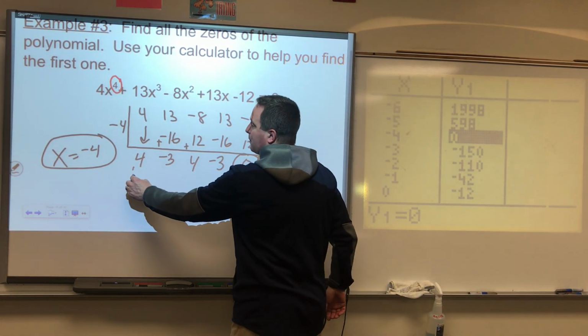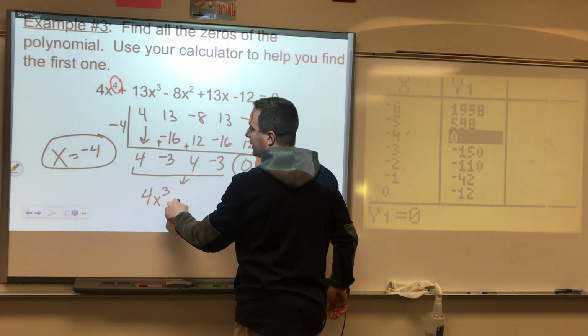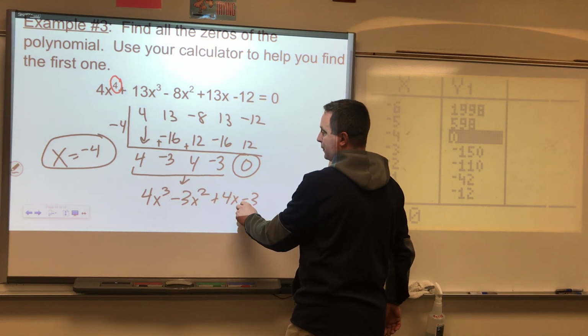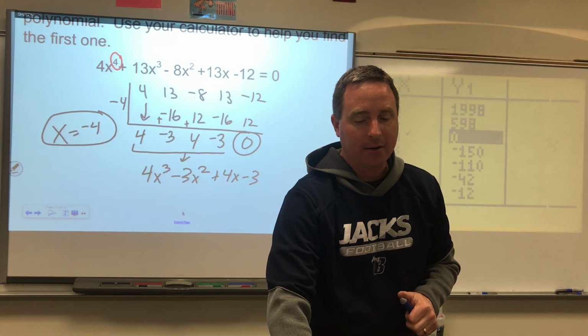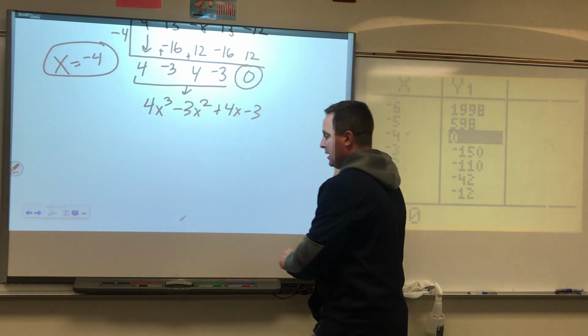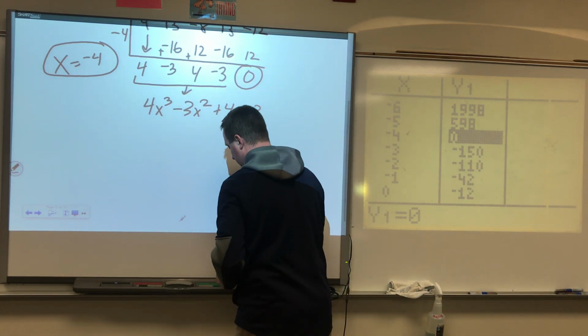Okay, we then take this polynomial part right here and change it back into 4x cubed minus 3x squared plus 4x minus 3. And once again, just like the last one, this one has 4 terms in it. Excuse me. So we're going to do grouping. Oops, and this is all equal to 0, by the way.